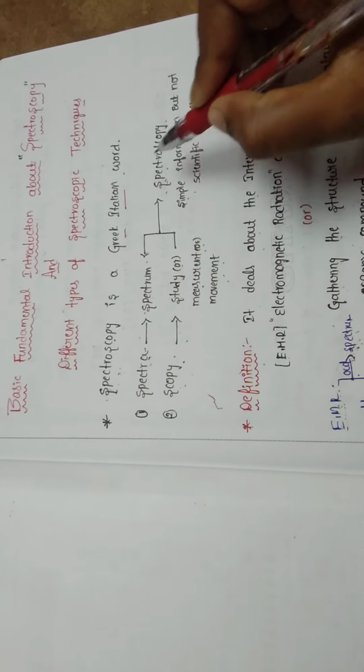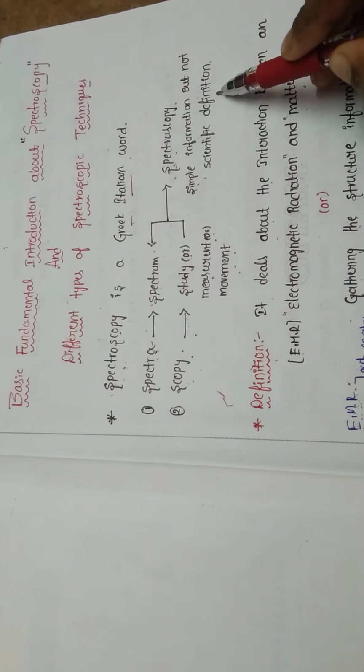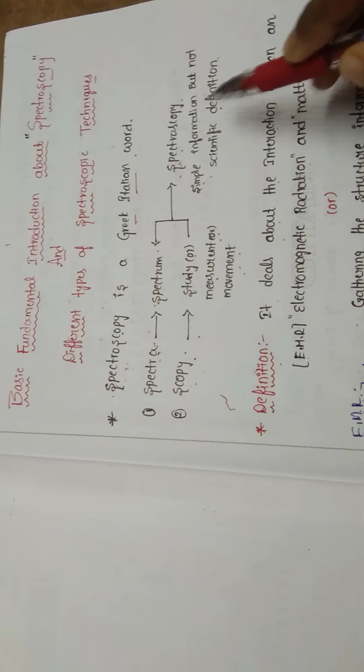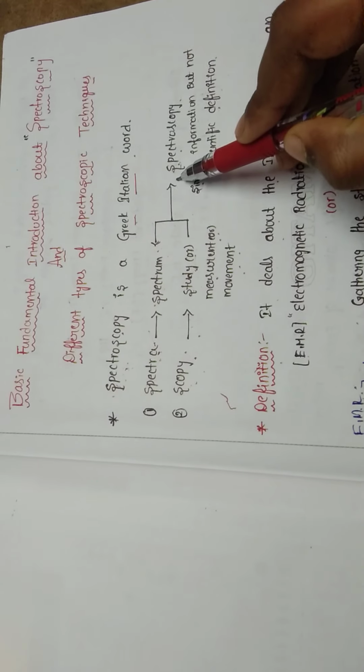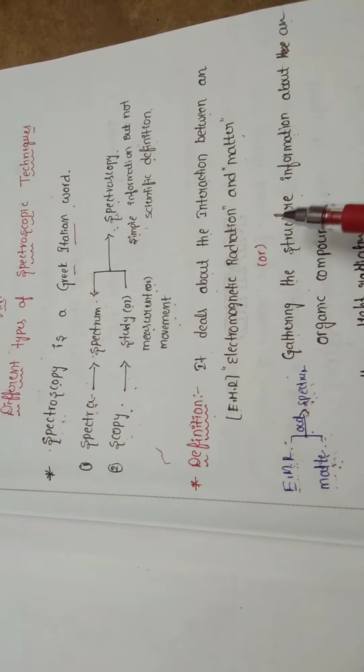This is just normal general information about spectroscopy, not a scientific definition. The study of spectrum is called spectroscopy. This is just normal information. Now, what is the exact scientific definition?